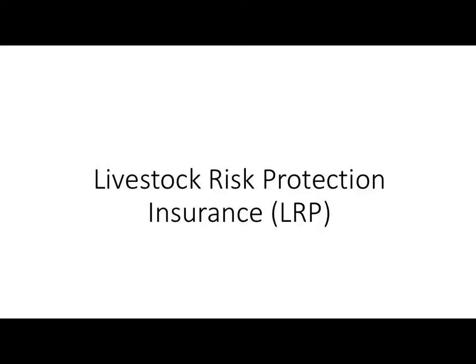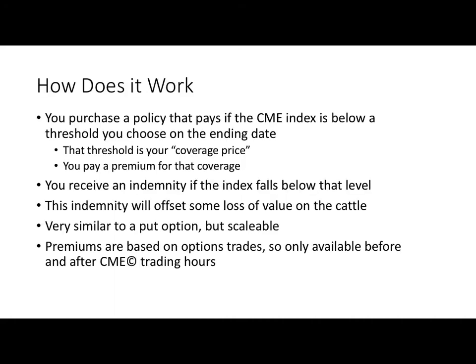Good question. LRP insurance is another pseudo single peril insurance, okay? You're buying an insurance policy that pays you an indemnity if the CME feeder cattle index is below a threshold you choose on a specified ending date. Now I'm skipping a lot of details here. The CME feeder cattle index is a 7-day weighted average of feeder cattle prices out west, in 12 major cattle producing states. So if the feeder cattle market had a pulse, this is it. So you're buying an insurance policy that pays you effectively if that index level drops.